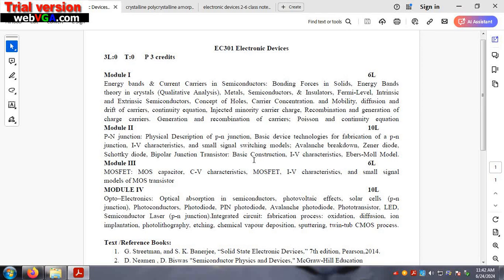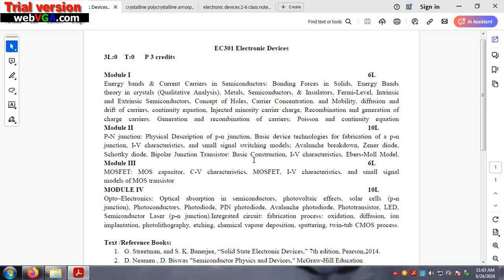Among those, this subject named electronic device with code EC301 is one of the important subjects. Here fundamentals of semiconductor physics and application of semiconductor materials are discussed.